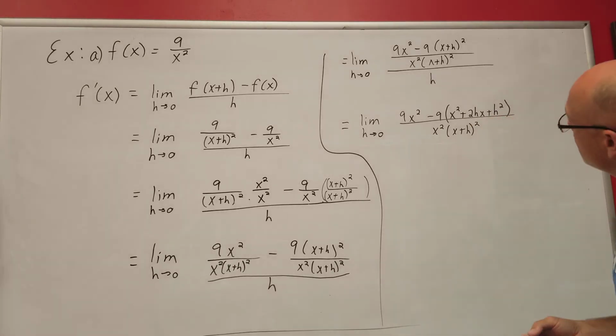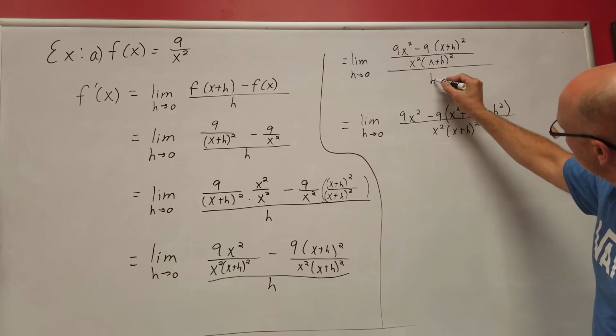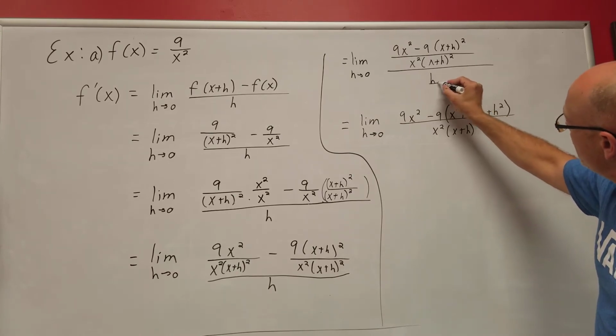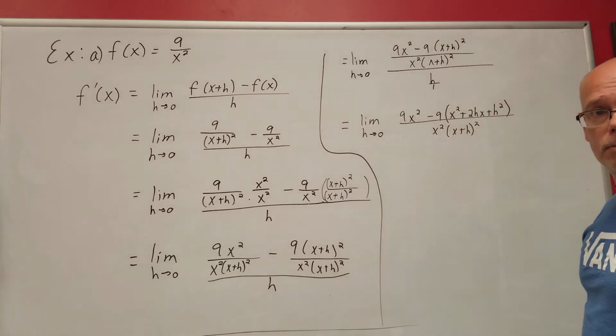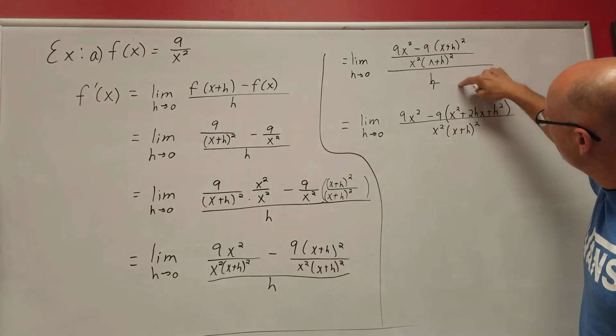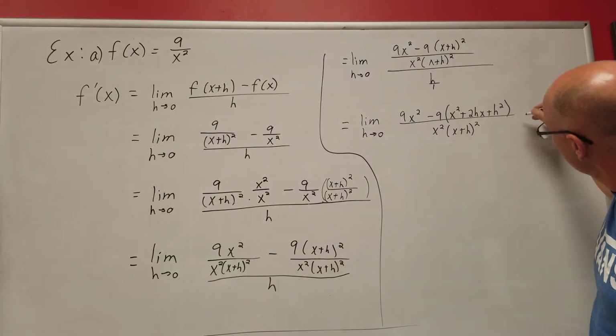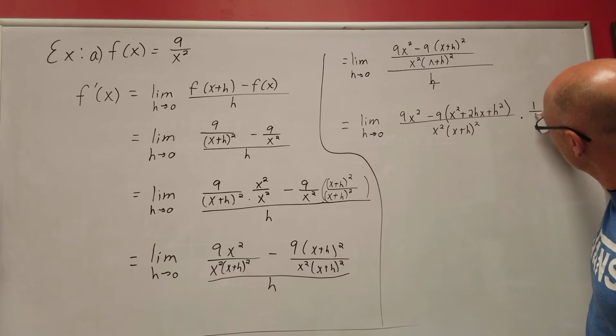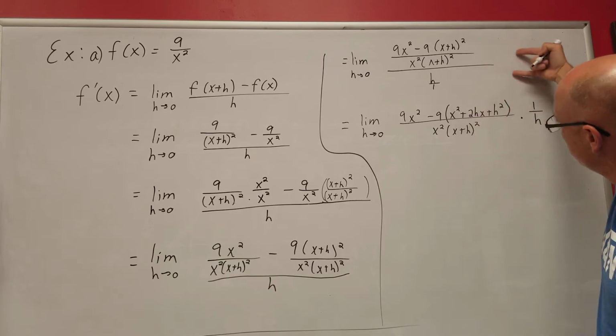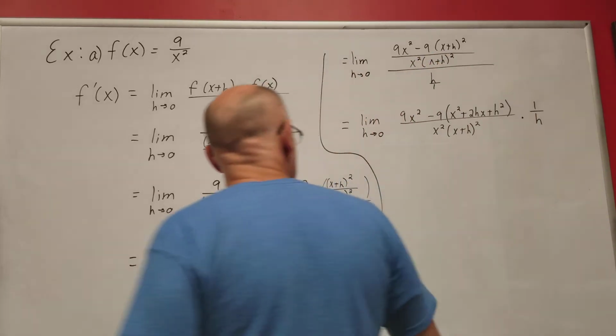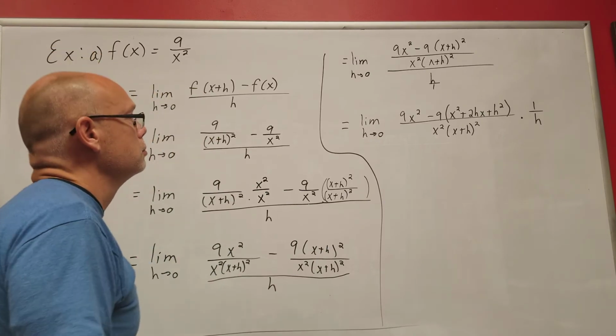Now let's do a little bit of cleaning up here, okay? This is all over h, but isn't h technically h over 1? And how do you divide fractions? You multiply by the reciprocal. So I'm going to put times 1 over h right here if I multiply by the reciprocal. Makes it a little neater to write.